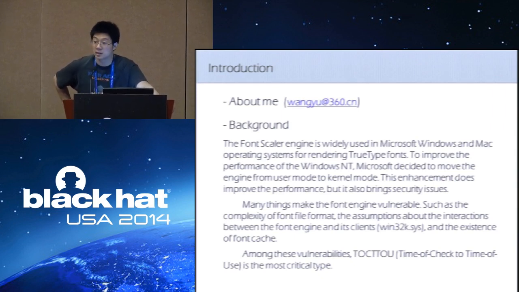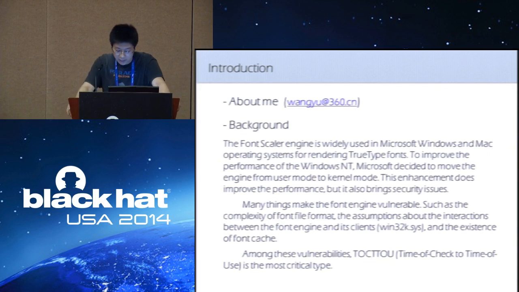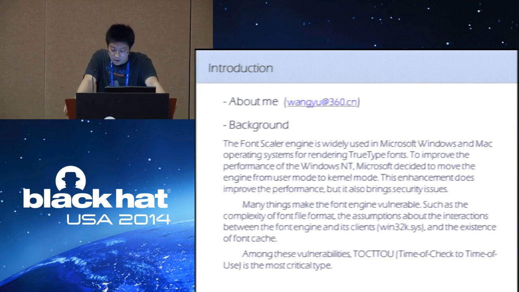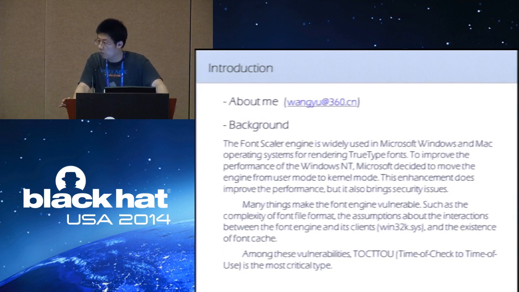It's perhaps the most easily accessible point which can be reached remotely. As I mentioned 2 years ago at the Cisco 360 conference, many things make the font engine vulnerable, such as the complexity of the font file format, the assumptions about the interaction between the font engine and its clients, the existence of the font cache, and so on. Among these weak points, time of check to time of use is the most critical type, I think.